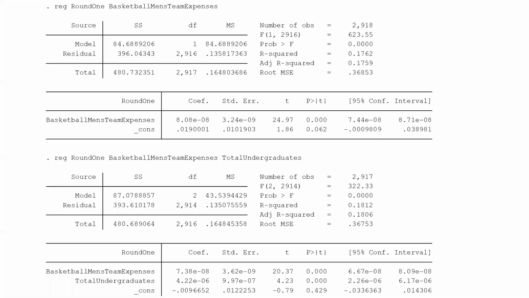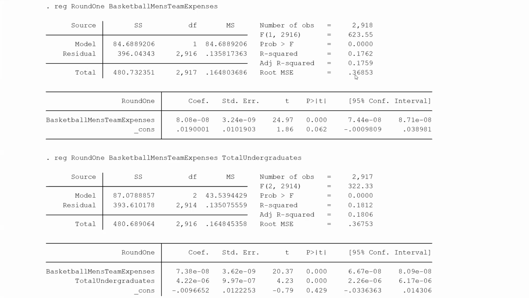Okay. So if we then look at what happens when we include this other variable that we think is probably an important omitted variable, which is a control for the size of the school, we'll notice our coefficient, still pretty small, has gone down a little bit. And we can also see that the variable for undergraduate enrollment was probably an important control because the p-value is 0 there as well. So we can reject that there's no relationship between the total undergraduate size of the school and whether or not they have success.